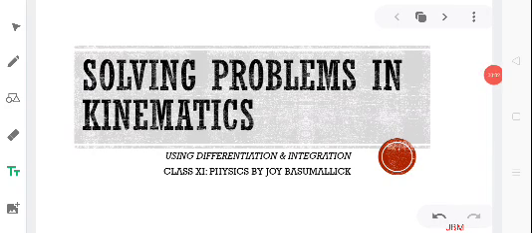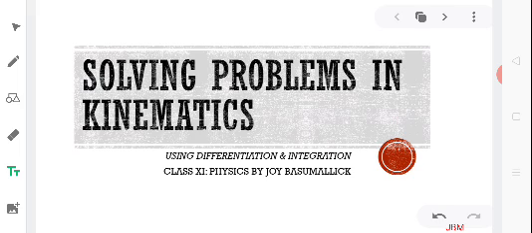Welcome back, students, to another class in solving problems in kinematics. Today we'll be solving a few problems based upon the concepts of differentiation and integration. We have discussed a full-length chapter on differentiation and integration while discussing the topic of mathematical tools in physics, and there I had told you that these two topics will be extremely important in several derivations, proofs, and solving several numerical problems in the syllabus for class 11 physics.